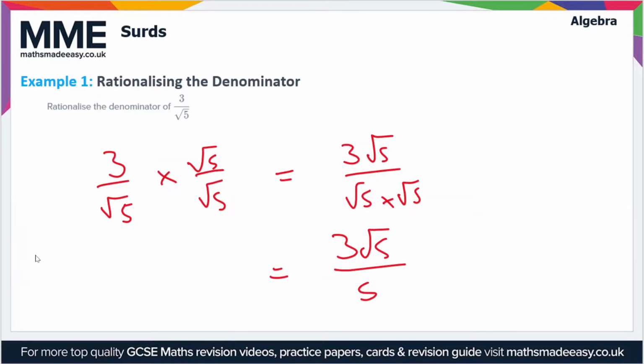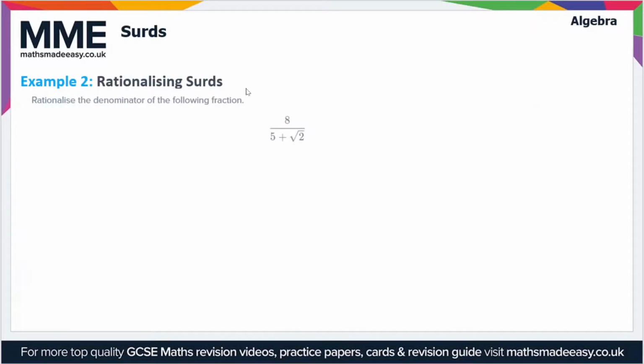So that's simple enough. Moving on to the second example then, we have to rationalise the denominator of the following fraction, and we've got 8 over 5 plus root 2. So let's just rewrite it here, 8 over 5 plus root 2. Now to remove the surd from the denominator, we're going to have to multiply by 5 minus root 2 over 5 minus root 2. If you're not sure why this is the case, then you can watch our third video on this topic of surds, where we run through this method.